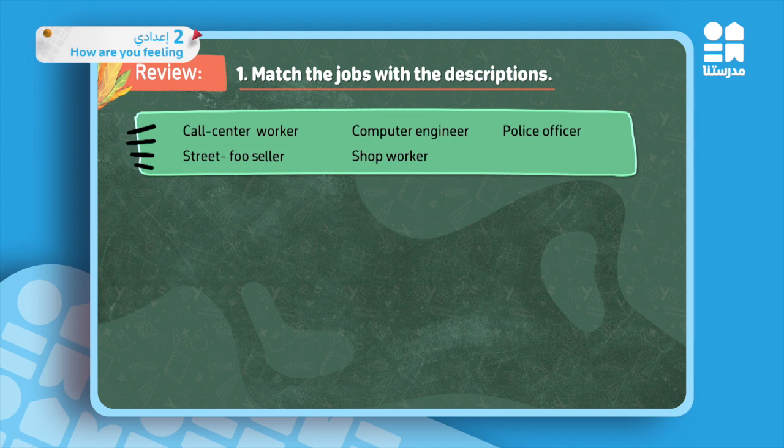Computer engineer, المهندس الكمبيوتر اللي بيساعدنا ان احنا if we have any problem concerning the computer or our presentations, he or she helps us. Police officer طبعا ضباط الشرطة أو ضابط الشرطة. Street food staller أو the one who buys food in like a booth, أو الحد اللي بيبيع الأكل في sections أو في like أكشاك في الشوارع. And shop worker أو العامل أو الشخص اللي بيشتغل في المحلات.